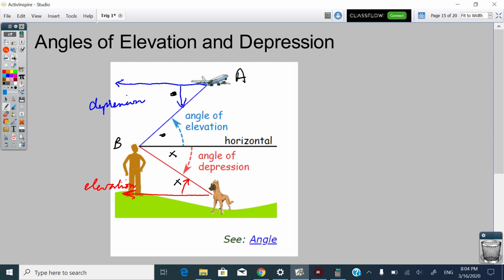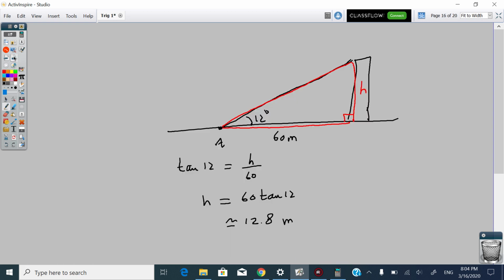So how can we deal with these problems? Consider, for example, a building whose height is h, and we don't know its height, and we want to calculate it. We can measure a distance, say 60 meters away from the building, and then we can measure the angle of elevation using a compass or a device that can be loaded on your mobile phone, which we'll talk about later, and we can measure this angle as 12 degrees. So what is the height of the building?